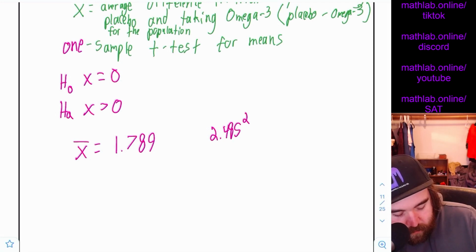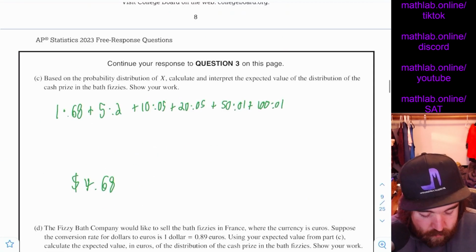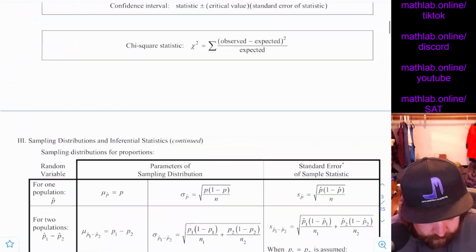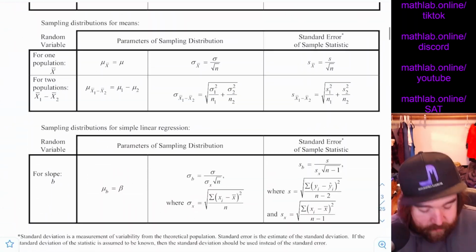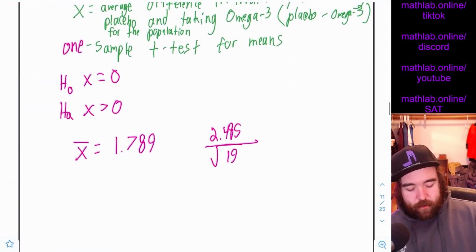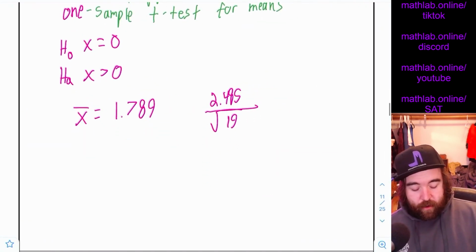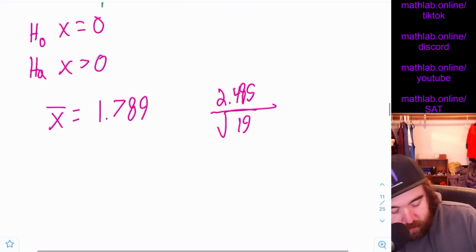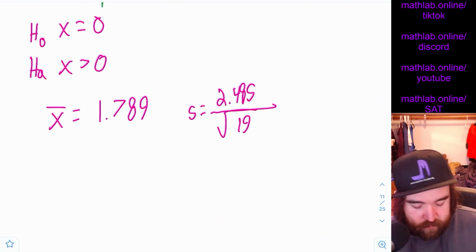2.485. What is it? Just that? Well, so it's that over the square root of n. Is that right? Judging off the last one, that's right, but I'm going to make sure. Yeah. It's got to be a one sample. I hope I'm not going to regret questioning myself. So we'll go with S equals that.